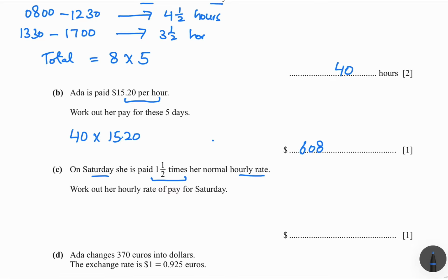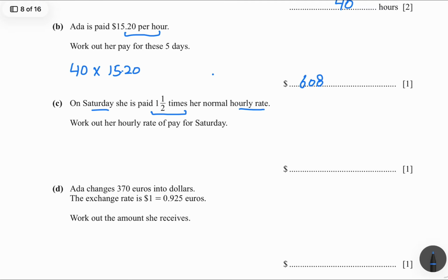Now on Saturday she is paid 1.5 times her normal hourly rate. Work out her hourly rate of pay for Saturdays. So for Saturday, this is 3/2 times the normal. So for Saturday the rate is 3/2 of the normal rate, which was 15.20. So she is paid 22.80, right?